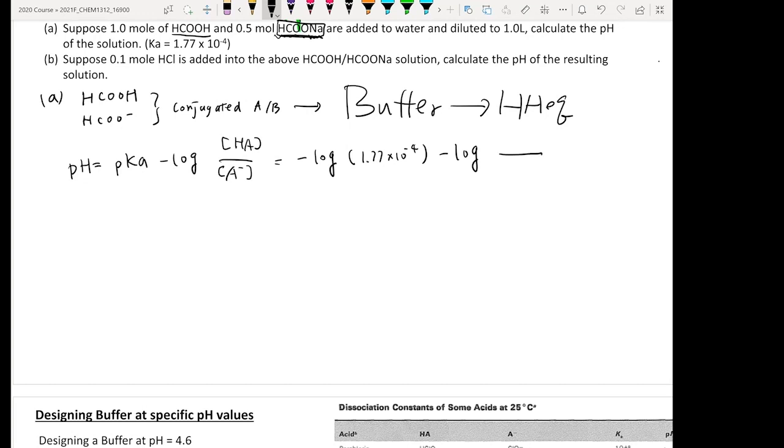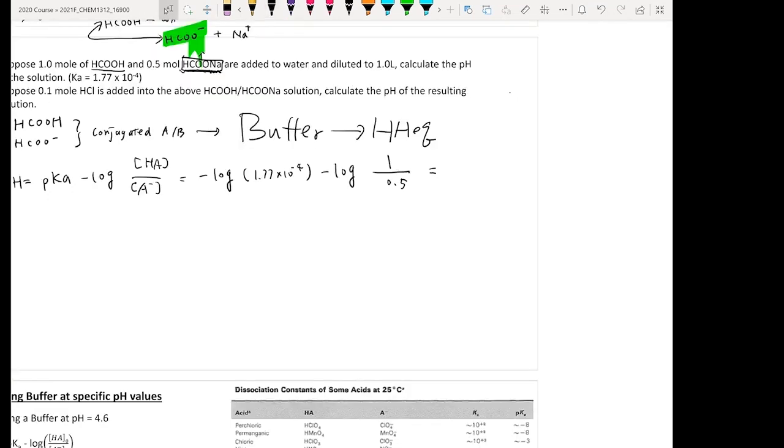What is your acid concentration? 1 mole divided by 1 liter, right? So that is just 1. How about your base concentration? It will be 0.5 divided by 1 liter. It's just 0.5, right? So the first term gives you a number of 3.75, and the second term gives you 0.3. Therefore, the pH is 3.45.